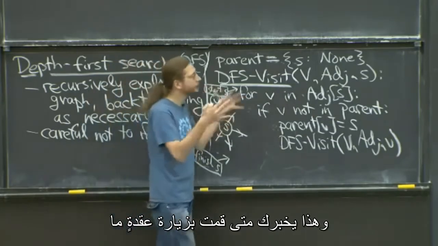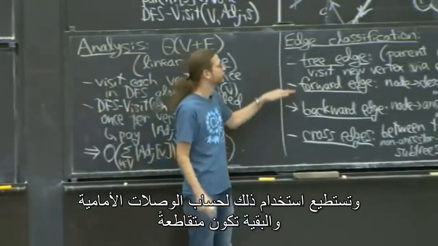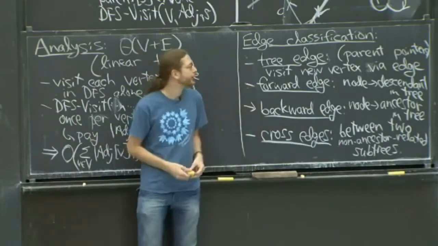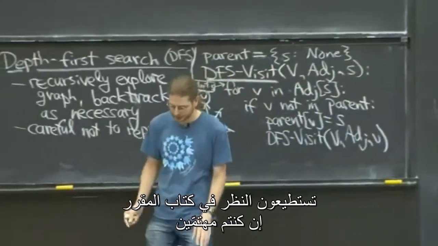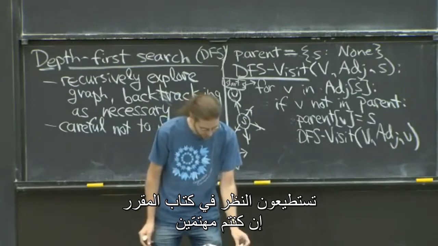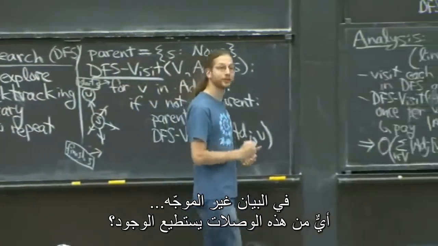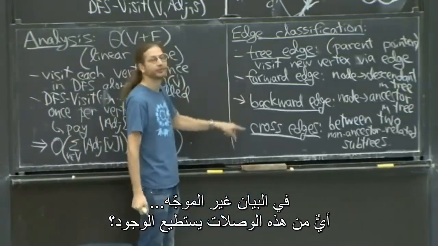And then this tells you when a node was visited, and you can use that to compute when an edge is a forward edge, and otherwise it's a cross edge. It's not terribly exciting, though, so I'm not going to detail that. You can look at the textbook if you're interested. But here's a fun puzzle. In an undirected graph, which of these edges can exist?